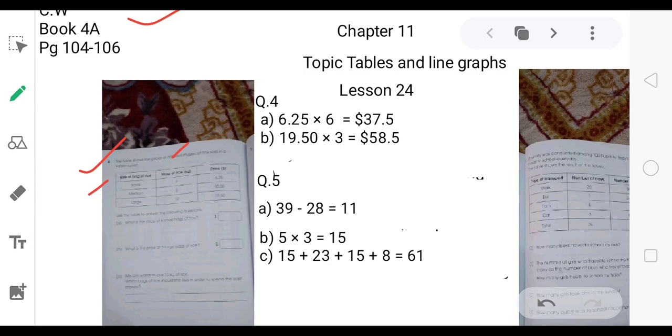Now the last column shows the prices. It means how you can use the table. The price of 3 kg of small bag is $6.25. Second, the price of 5 kg of medium bag is $10.3, and the price of 10 kg of large bag is $19.5. Is it clear?